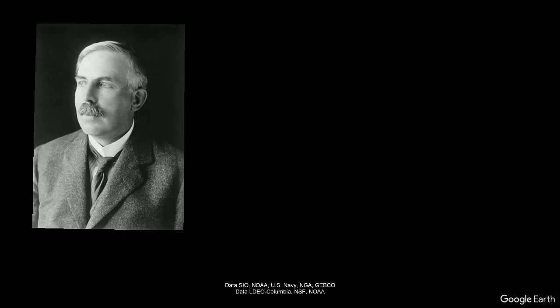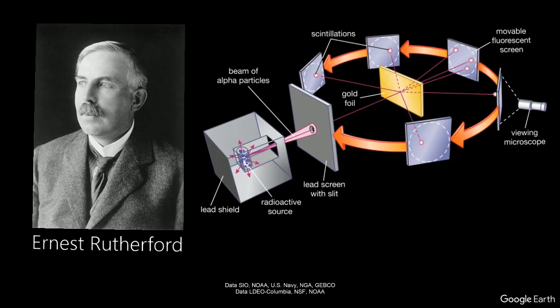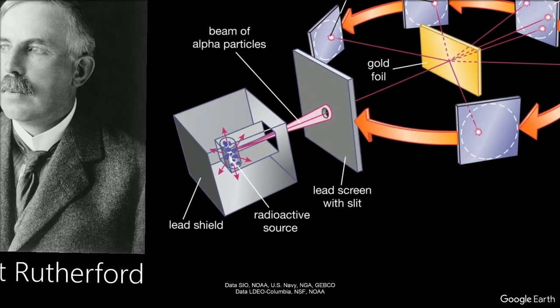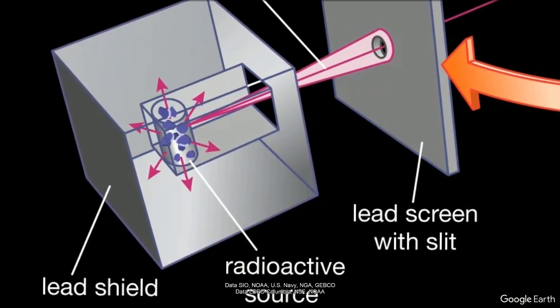The next groundbreaking experiment in the history of the atom was performed by Ernest Rutherford, a physicist from New Zealand. In his famous gold foil experiment, Rutherford fired a thin beam of alpha particles at a very thin sheet of pure gold. Alpha particles are helium nuclei that are given off by various radioactive decay processes. In this case, Rutherford placed a small sample of radium, which is a radioactive metal, inside a lead box with a small pinhole in it.